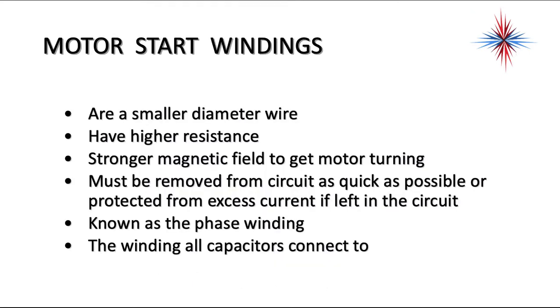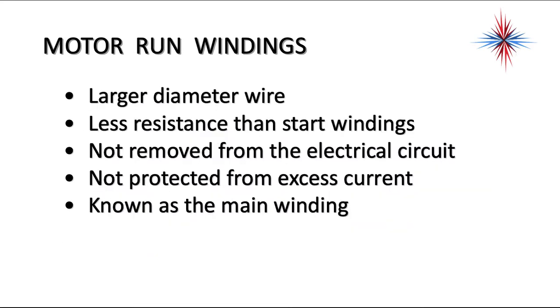Motor start windings are smaller diameter wires. They have a higher resistance. They have a stronger magnetic field to get the motor to start turning. However, they must be removed from the circuit as quickly as possible or protected from excess current if they're left in the circuit. This is known as the phase winding. The winding all capacitors connect to is the start winding.